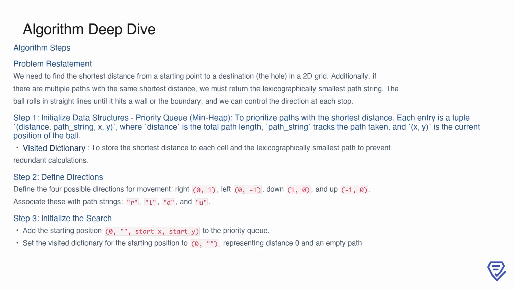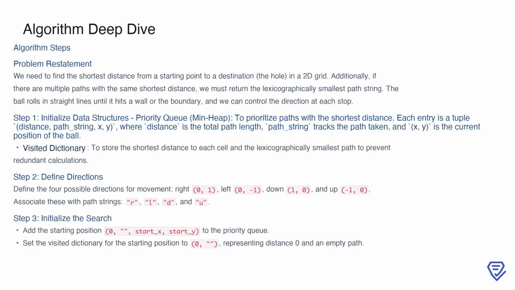To achieve this, we start by defining the core components of our algorithm. First, we use a priority queue, implemented as a min heap, to ensure that we always process the shortest path first. Each entry in the queue is a tuple containing the distance, the path string, and the ball's current position. Additionally, we maintain a visited dictionary to store the shortest distance and smallest path string for each grid cell, which helps us avoid redundant calculations.